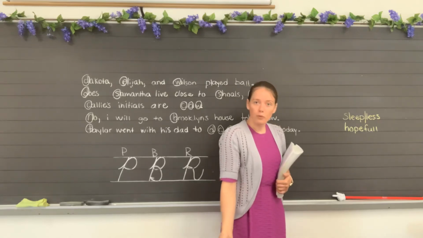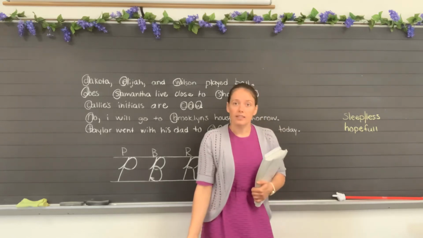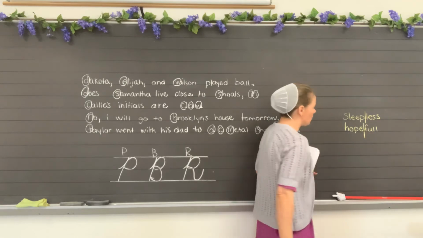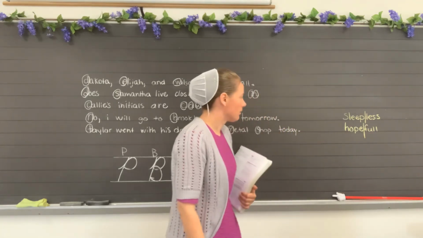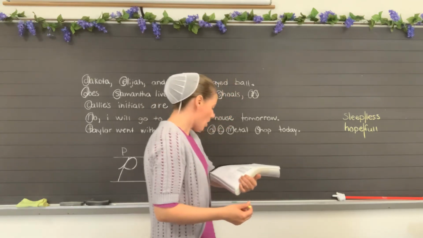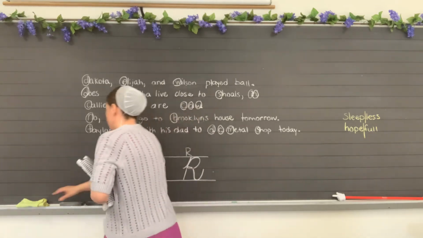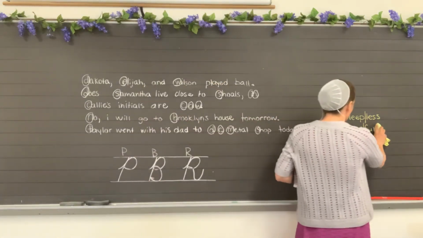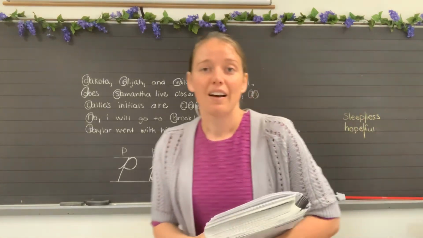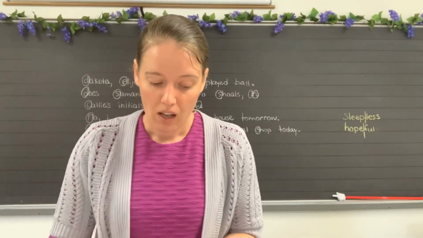Okay, next we have hopeful, and in hopeful, we have 2 vowels again, but only 1 sounds. So we just divide it between the root word and the suffix, like that. Actually, the hopeful only gets one L in it. Like that. All right, that is spelling, and I'm going to let you work now at your lesson.